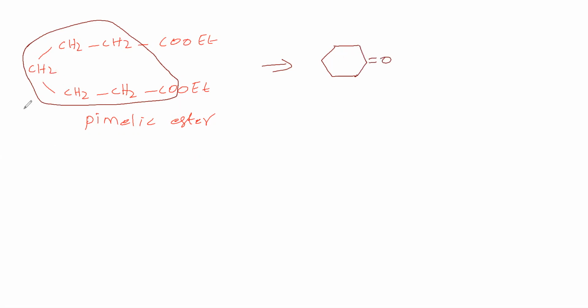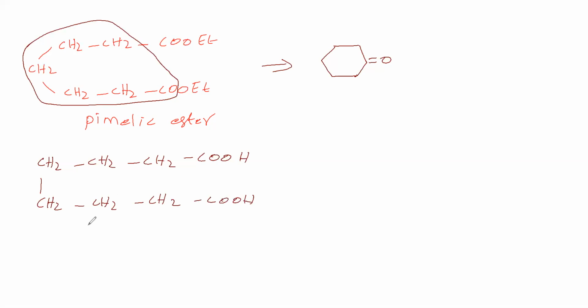Next, here one more CH2 we will include. If we include one more CH2, we will get what? We will see the carboxylic acid. So one CH2 group we are introducing. Okay, now this is called suberic acid. Now we will make this an ester, so the hydrogen will be replaced by an alkyl group. So now we can say it is a suberic ester.